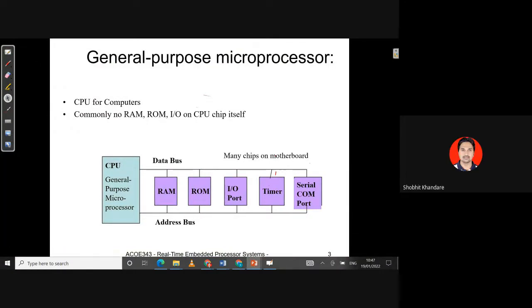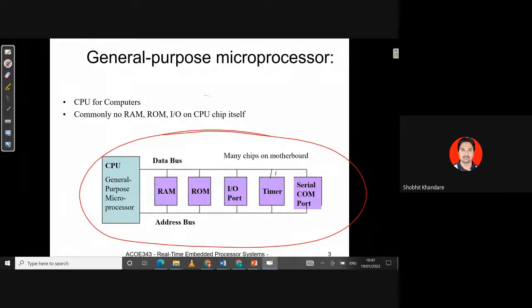Now you have to concentrate on this particular block diagram. Ignore what is written at the top. Now if I ask you to identify the CPU, can any one of you tell me where is the CPU? In this block diagram, where is the CPU? Answer fast.